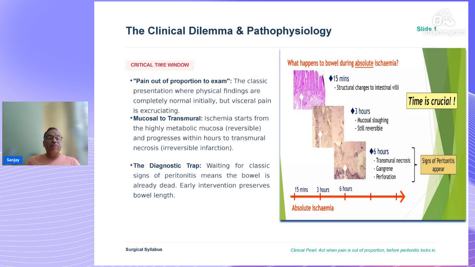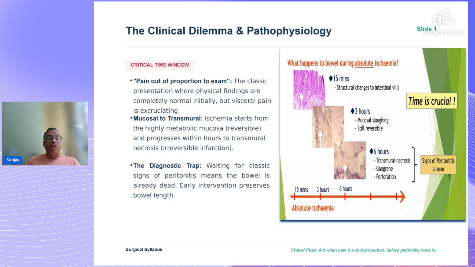Overdiagnosis is always better than missing the diagnosis at all. So the diagnostic trap here is waiting for the classical signs of peritonitis to appear. We have already seen that it means the bowel is already necrotic and perforated. So if we wait for peritonitis, or if a patient who you suspect has acute mesenteric ischemia shows a diffuse peritonitis, then the timing is already delayed.